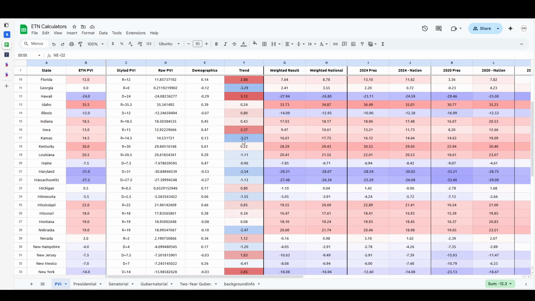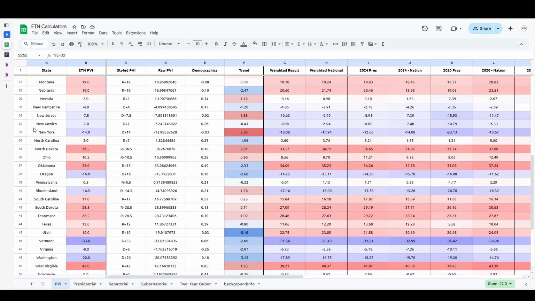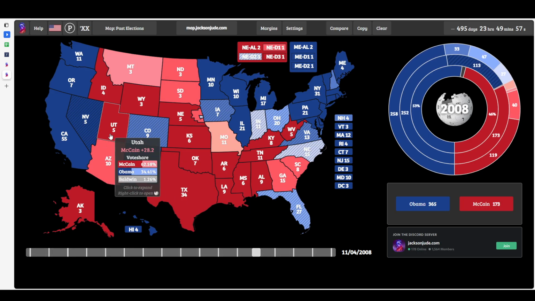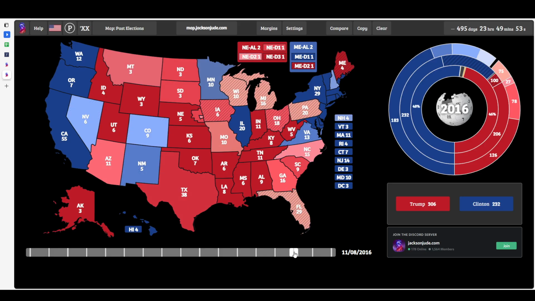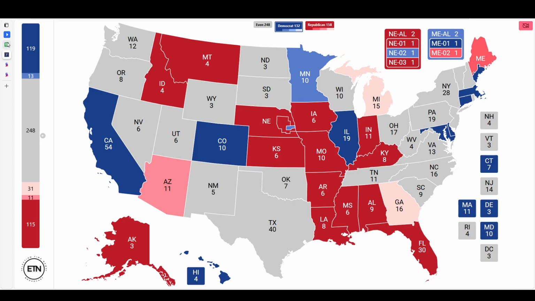Again, as I said, Utah's a bit flawed with the fact that it went from Romney to having a large vote share for McMullin. Wow, I'm completely blank on his name now. I was thinking about 2008 for some reason.